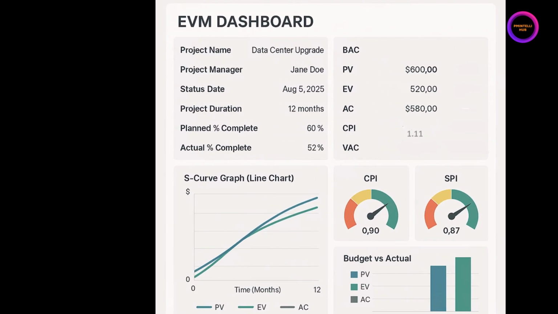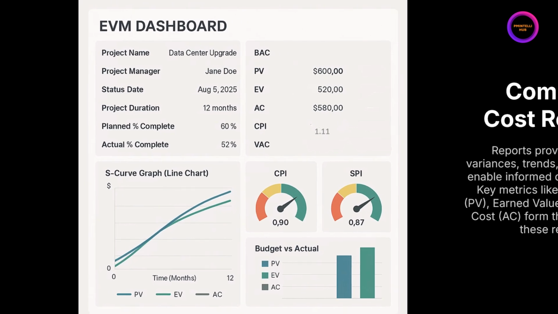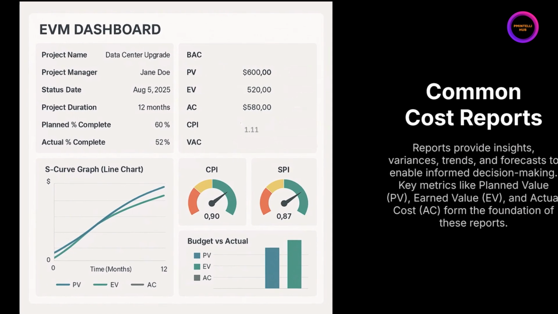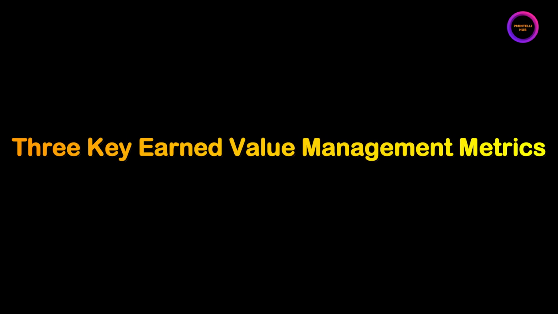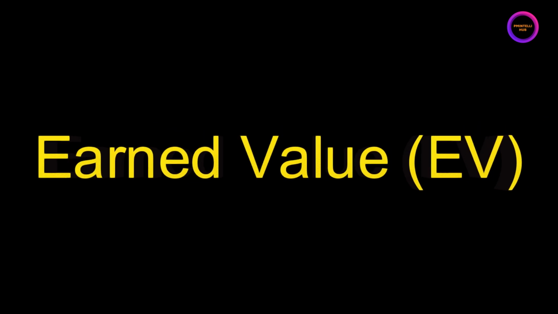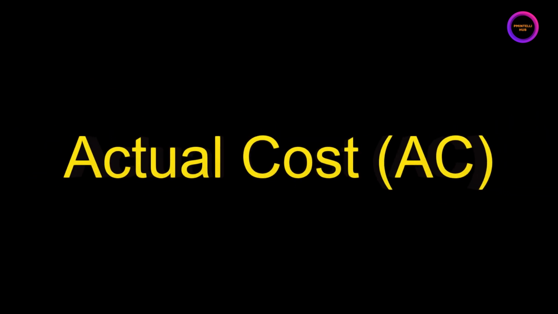As you can see from this sample dashboard, good reporting turns raw data into clear insights. These reports show us variances, trends, and forecasts that enable informed decision-making. The foundation of these powerful reports rests on three key metrics from earned value management: planned value, earned value, and actual cost, which we'll dive into right now.